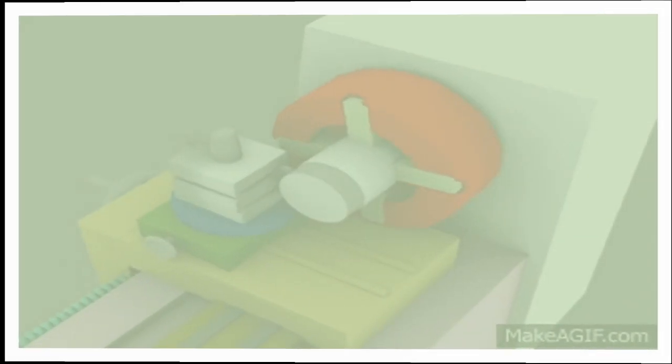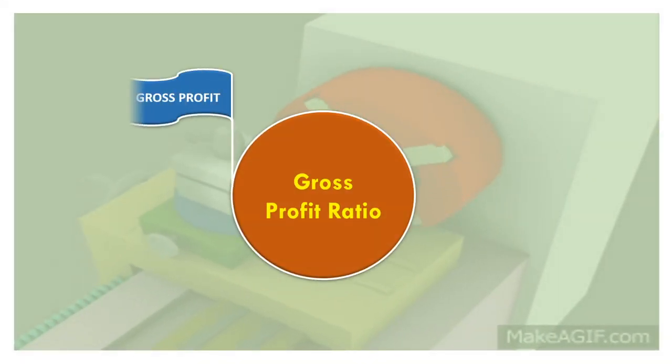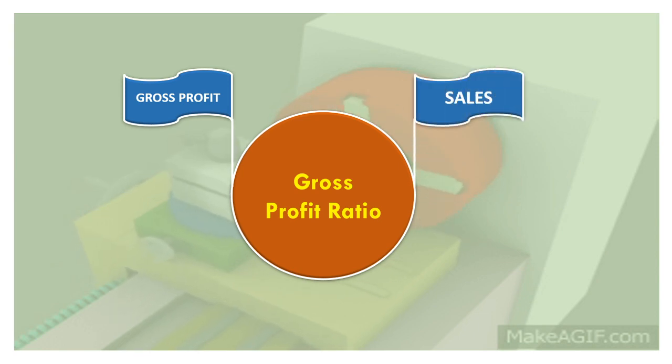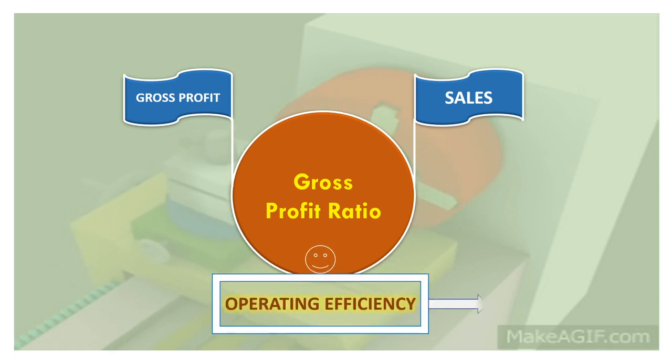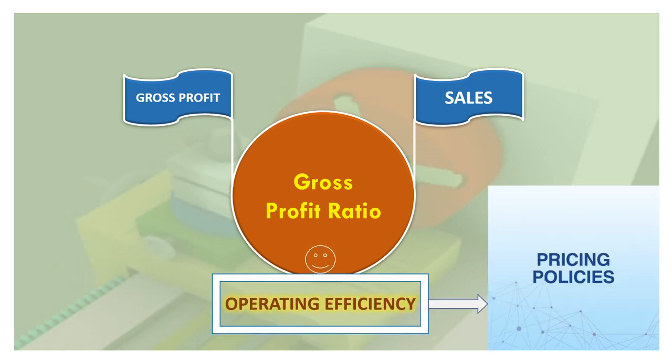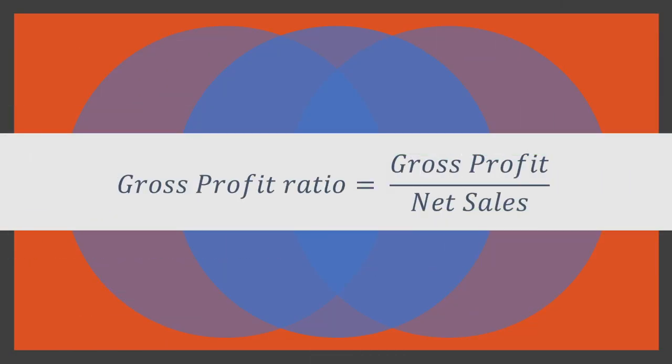To see the first one, gross profit ratio. This ratio establishes the relationship between gross profit and sales to measure the relative operating efficiency of the corporation and to reflect its pricing policies. This ratio is computed by dividing gross profit by net sales. It indicates the position of trading results.